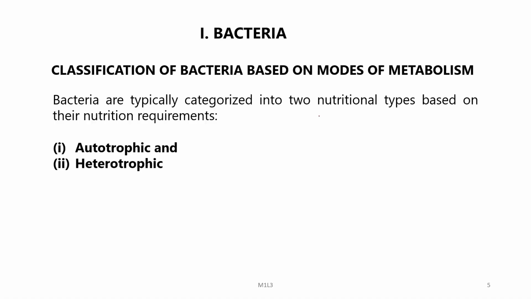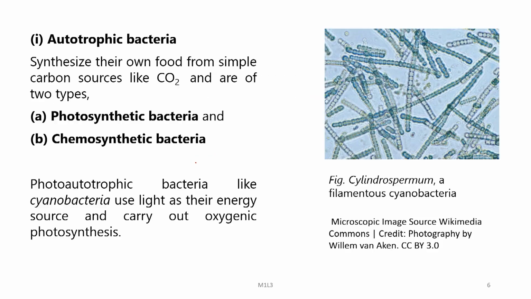So, we can typically divide bacteria into 2 nutritional types. The first one is autotrophic and the second one is heterotrophic. Now, what are autotrophic bacteria? They are bacteria which synthesize their own food from simple carbon sources like carbon dioxide, and may be further classified into 2 types. Number 1, photosynthetic bacteria, and number 2, chemosynthetic bacteria.